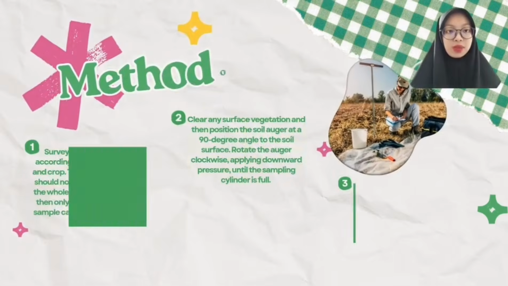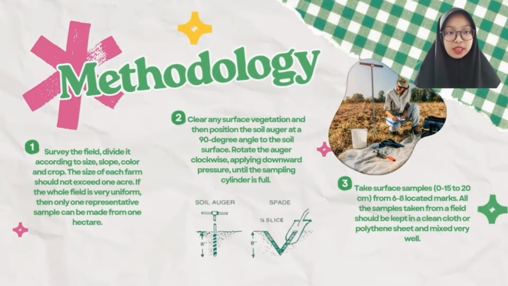Let's take a look at the methodology of soil sampling. Firstly, the field that we want to take the sample from must be surveyed and divided according to the size, slope, color, and crop. The size of each farm should not exceed 1 acre. If the whole field is very uniform, then only one representative sample can be made from 1 hectare.